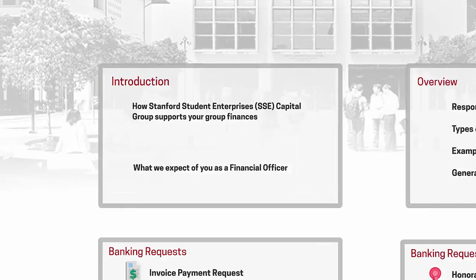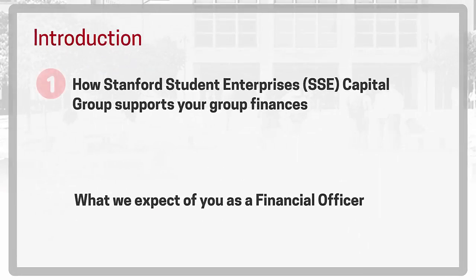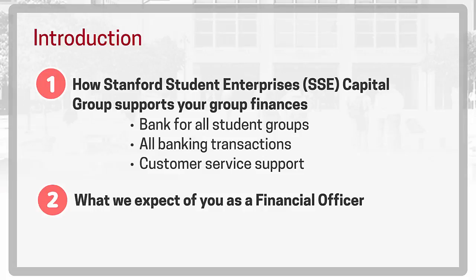In this short video, we will give you an overview of how Stanford Student Enterprises Capital Group supports your student group finances, as well as explain what we expect of you as a financial officer. The Capital Group functions as the bank for all student groups. We facilitate all banking transactions such as check requests and deposits, as well as provide customer service support to financial officers and student group members.